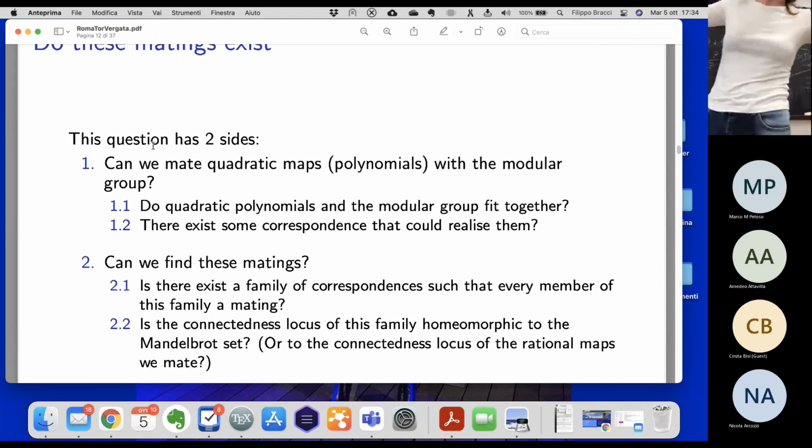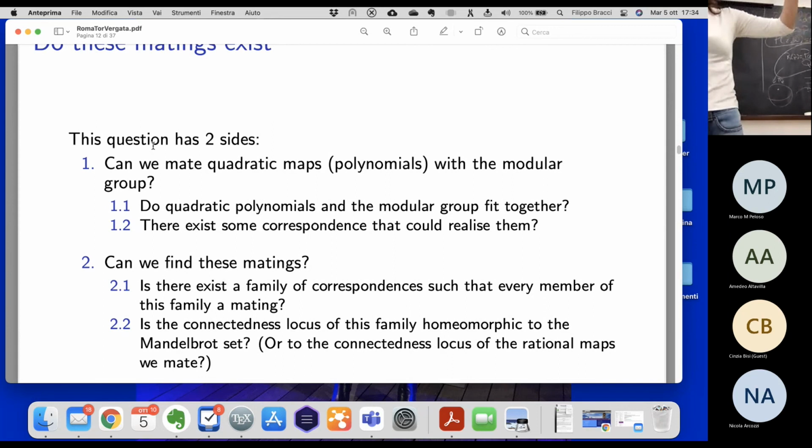So, do these matings exist? This question has two sides. Is it possible to mate quadratic polynomials and the modular group? This means, do the dynamics fit? Is it the same dynamics on the boundary of the Julia set of a quadratic polynomial and on the limit set of your group? And does there exist a correspondence that could realize this?